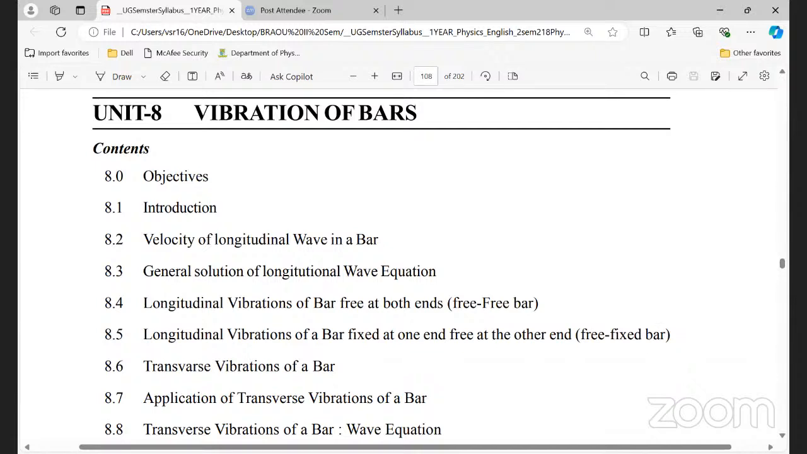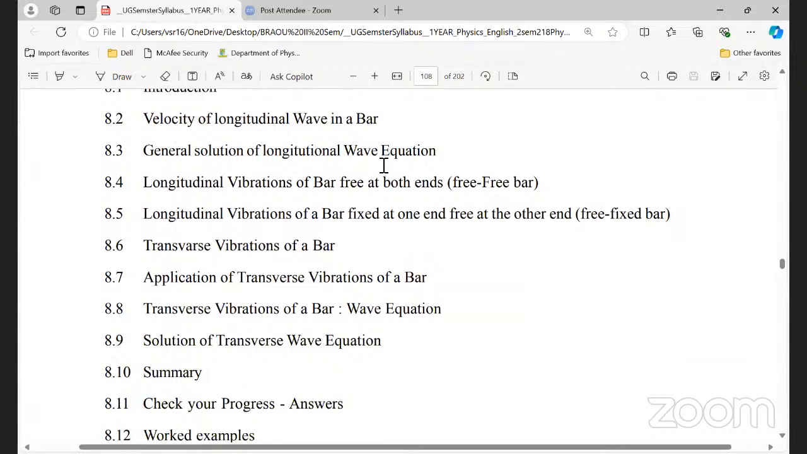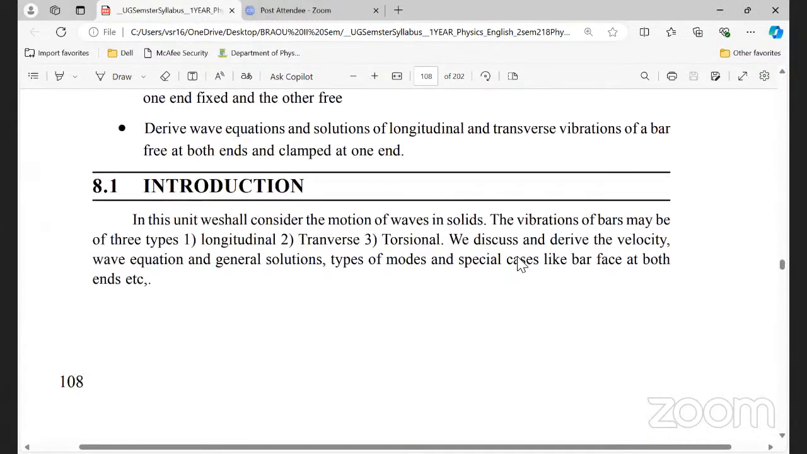So let us discuss this. Out of here, an expected question is the longitudinal vibration of a bar free at both ends. It is clearly explained in Unified Physics, you can go for that. At both ends, two conditions are there. It is a 100% expected question. Go for that. But we will discuss this.